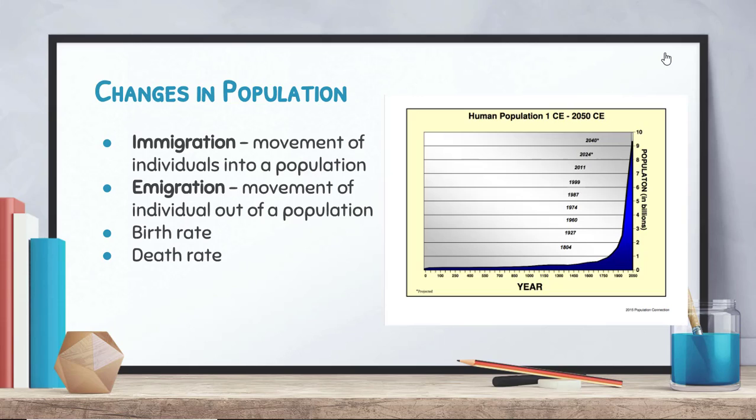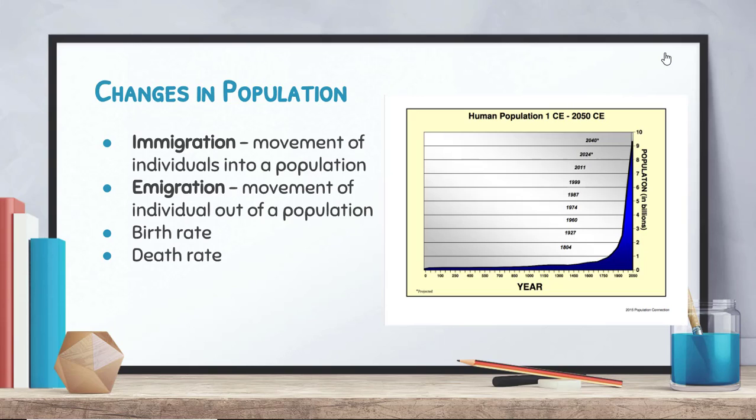So we take a look at the graph on the right-hand side. It's really interesting to see the exponential growth, the large amount of growth in the population in just the last 100 years, going from 1927, where we had roughly 3 billion people on this planet, to today, where we've got close to 8 billion people on planet Earth.